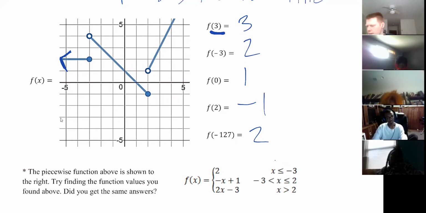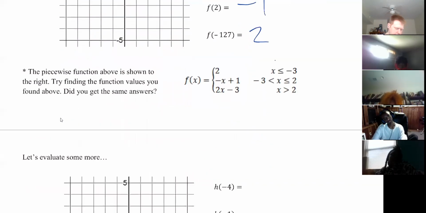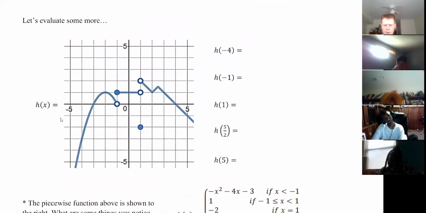But for the sake of time, we'll just move on to our next example, where I want you to try and evaluate this function. Take a second at your seats and see if you can find these on your graph. Some of these might be a little bit challenging, but we'll talk about them.